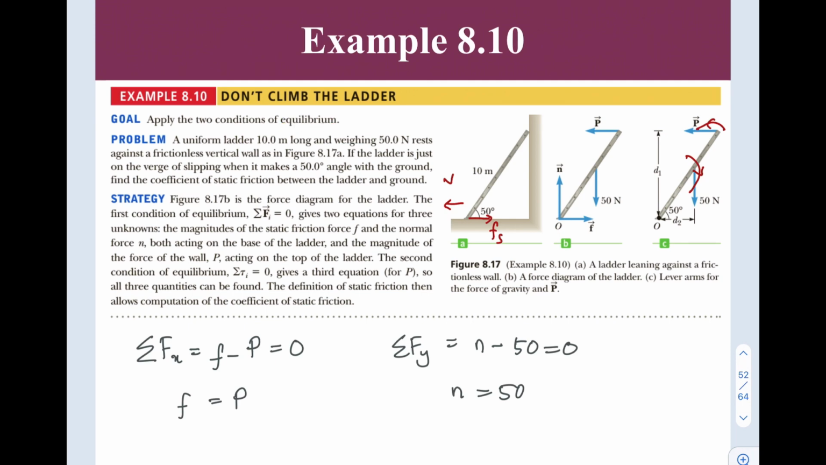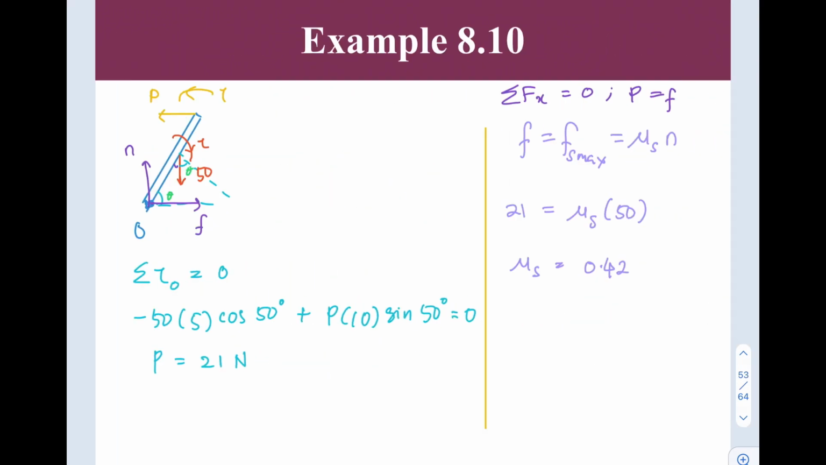Before we start to calculate the torque, let's first analyze the sum of Fx equal to 0, because as we know, if the object is in static equilibrium, all of the forces must equal 0, as well as the sum of torque equal to 0. So sum of Fx: we have F to the right positive, P to the left negative, so F minus P equals 0. We know that friction is equal to P. Sum of Fy equals 0. We have normal, positive, and weight, downward, negative. So normal is equal to the weight of 50.